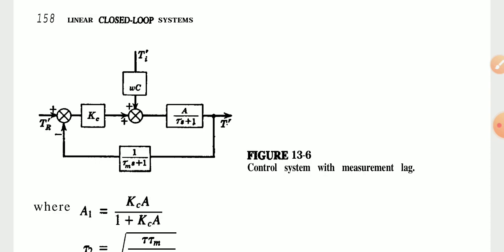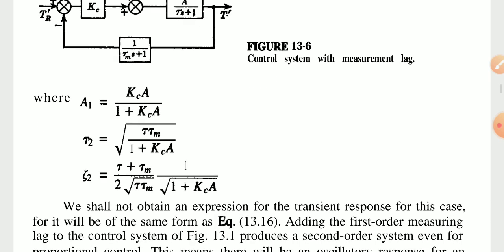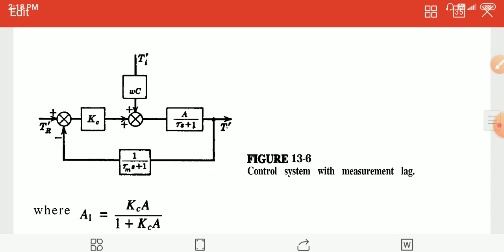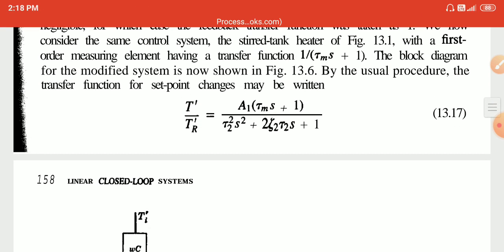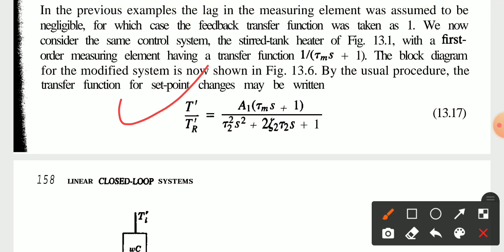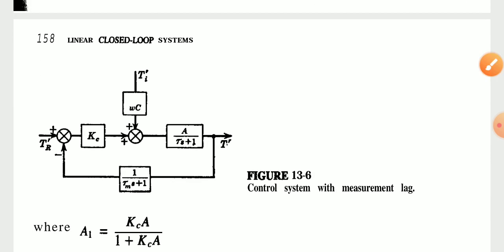In this figure, we have to find the values of A1, tau 2 and zeta 2, and also see the system graphically. The main equation is tau dash upon tau dash r is equal to A1 (tau m s plus 1) by tau 2 square s square plus 2 zeta 2 tau 2 s plus 1. This is the control system with a measurement lag, with the process Kc, 1 upon tau s plus 1 and the measuring element 1 upon tau m s plus 1. We will look at the overall basis.